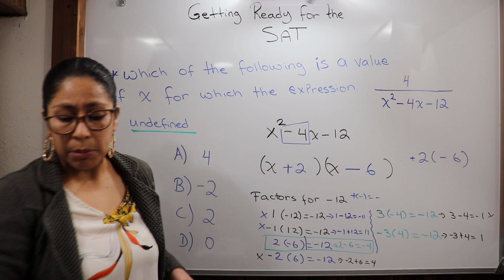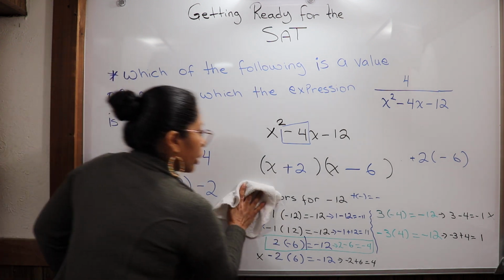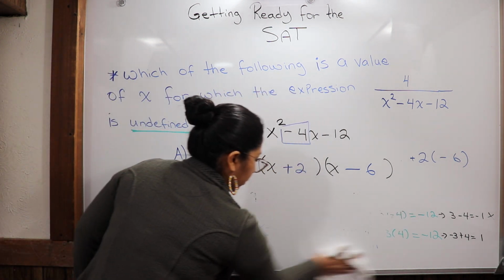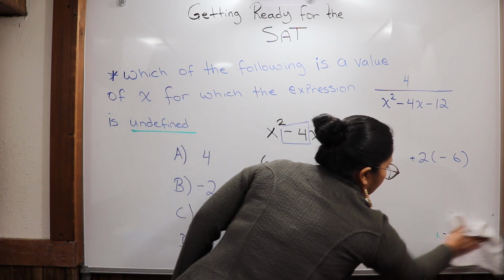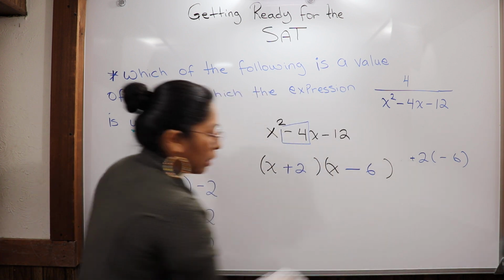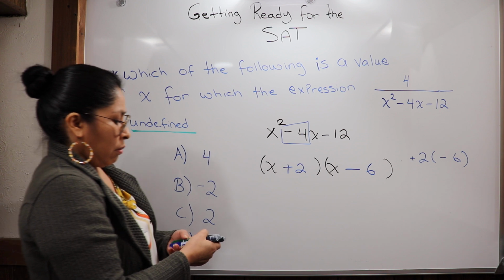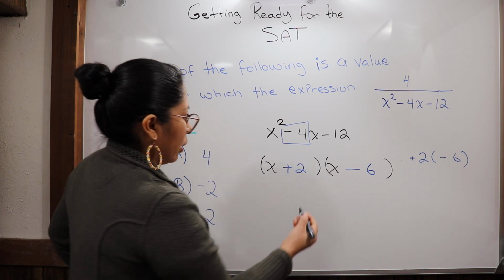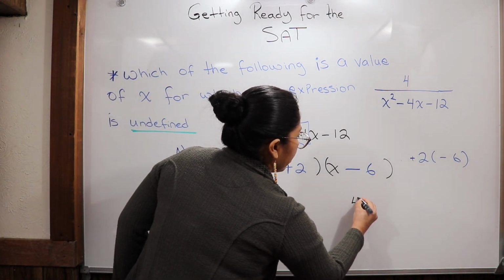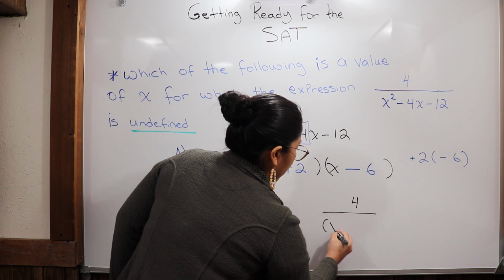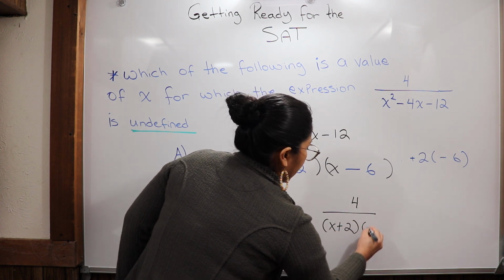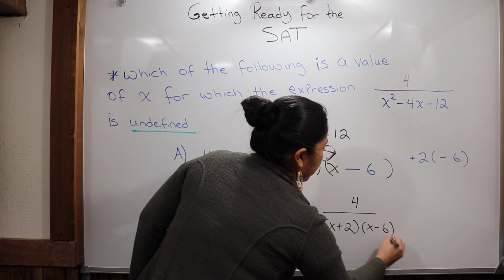I'm done. No, I'm not done. So I need to keep working. See right here, I'm not done yet. So I have to do something here. Right here, I have 4 divided by x plus 2, x minus 6.